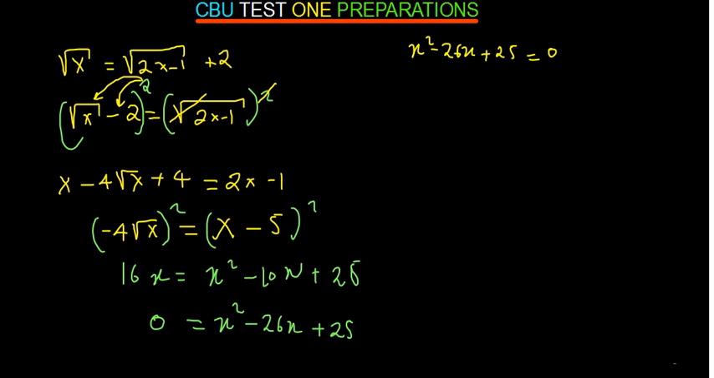So here we can see the product of this function. You get the number in front of x squared, you multiply with this constant, so the product is 25, and then the sum is the coefficient of x, which is negative 26. So what two numbers can you multiply to get 25, and when you add them, you get negative 26? Anyone who can help us with this one? Isaac, what two numbers can you multiply to get 25, and you add them, you get negative 26?